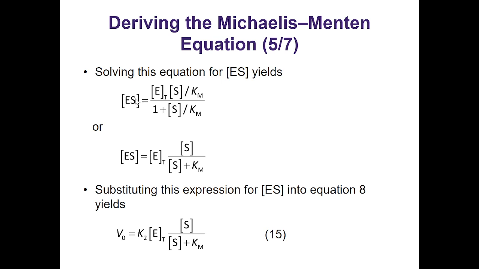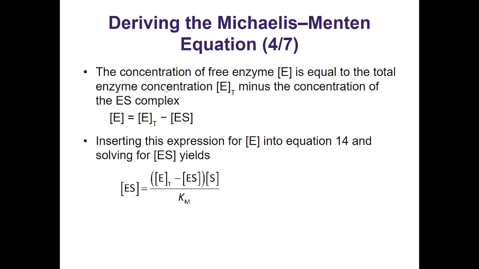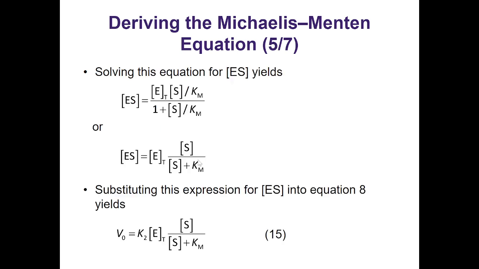So this would be the ES, and then we have rearranged these right here. See that? We've taken terms out. Alternatively, you can rearrange it like this. If we then take this and substitute this expression for ES into equation 8, if you go all the way back to 8, you'll see that we get this relationship right here.